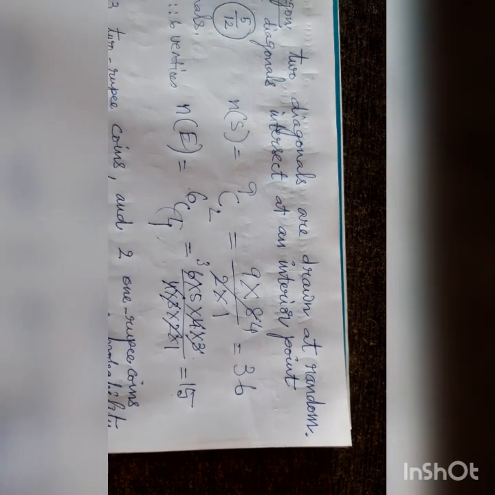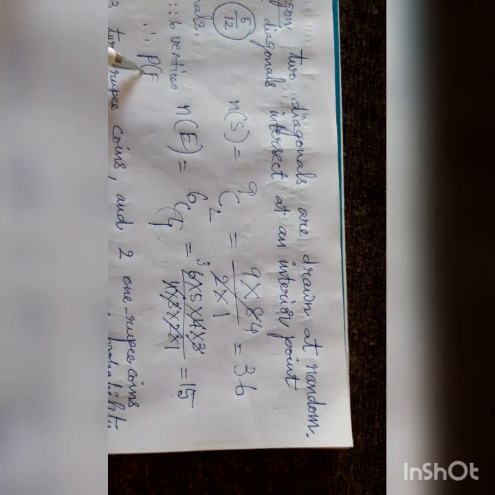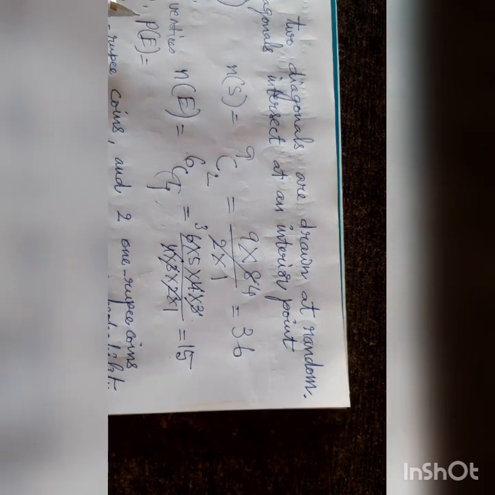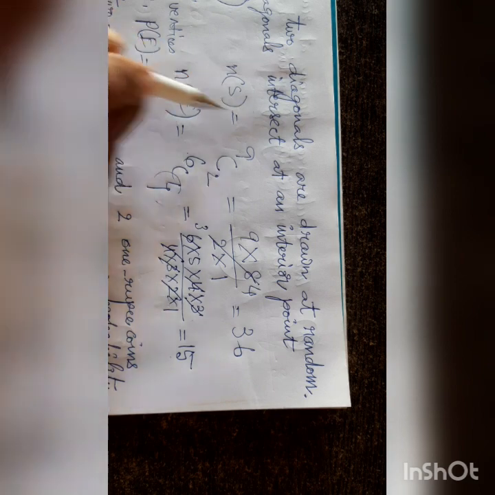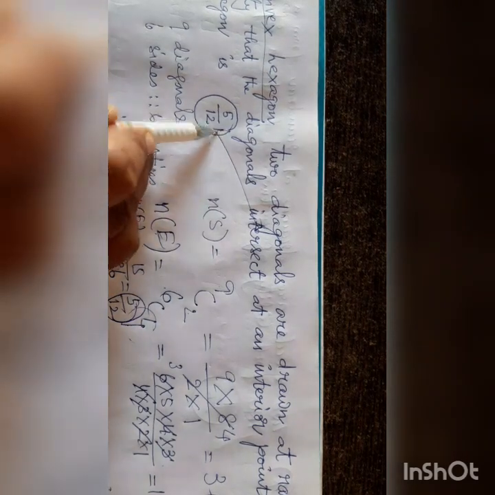Therefore, probability of event equals n of E by n of S, which is 15 by 36. 3 fives are 15 and 3 twelves are 36. That is 5 by 12. 5 by 12.